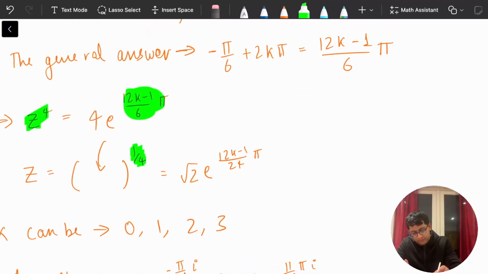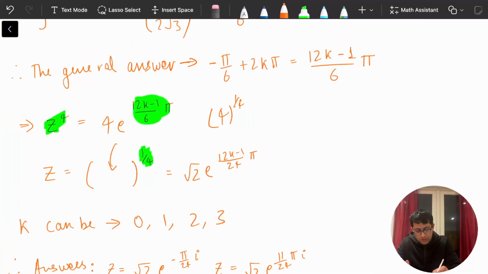So you do 4 to the power of a quarter, right? And then you also do this exponent, e to the quarter, and because of the laws of indices, the indices just multiply. So you're left with root 2 e to the (12k minus 1) over 24 pi.